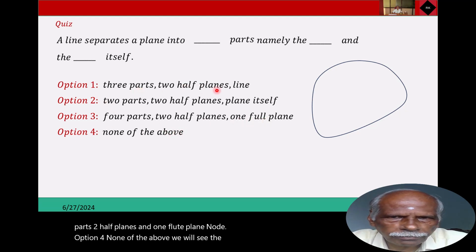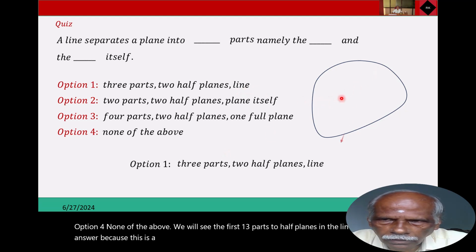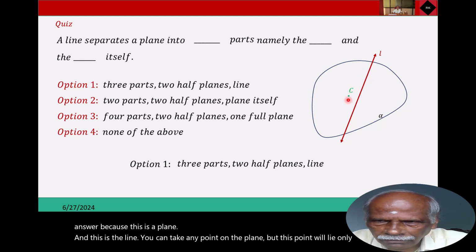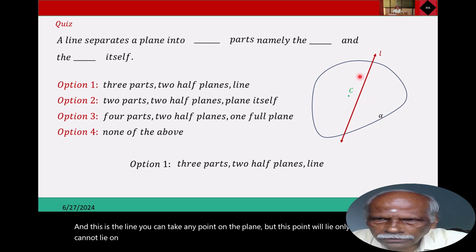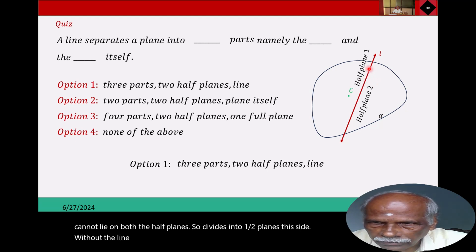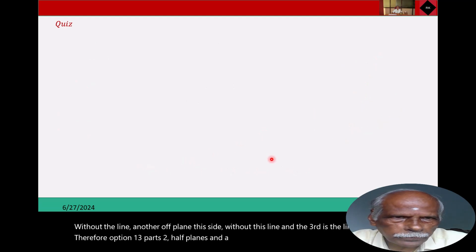3 parts, 2 half planes and the line is the correct answer, because this is a plane and this is a line. You can take any point on the plane, but this point will lie in only one half plane. It cannot lie on both the half planes. So it divides into one half plane this side without the line, another half plane this side without this line, and the third is the line itself. Therefore option 1, 3 parts, 2 half planes and a line, is the correct answer.